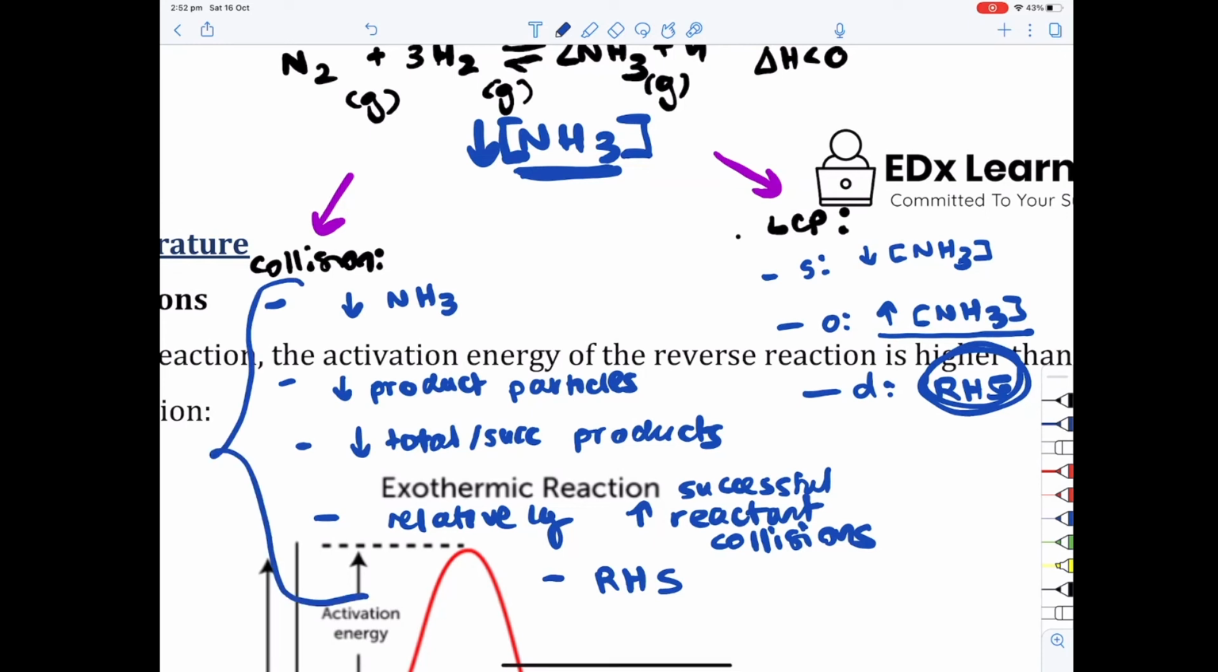Okay, so very good job. That's just a small tweak I'd make, is I'd explain everything at products, and then I'd end it off by saying, thus, relatively, there's increased reactant collisions. I'd keep that to the very end. Okay, very good though. I'd still give you full marks. I'm just perfecting your answer. Does that make sense to everyone? Did you all come to the same conclusion?